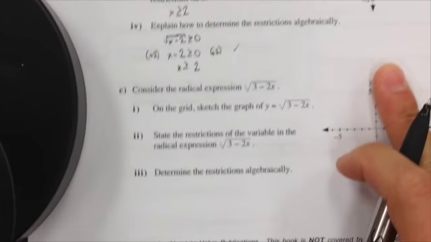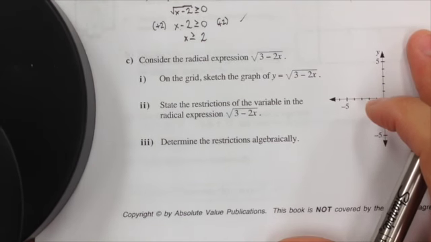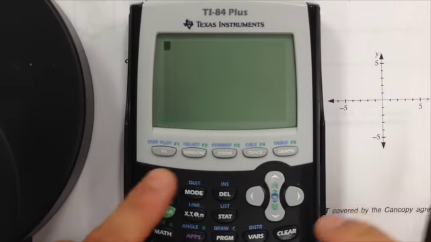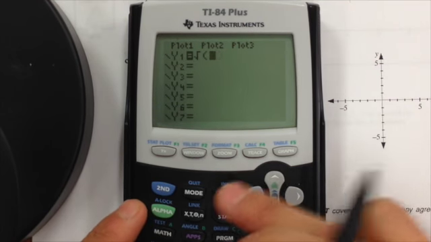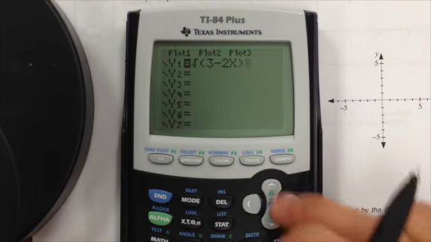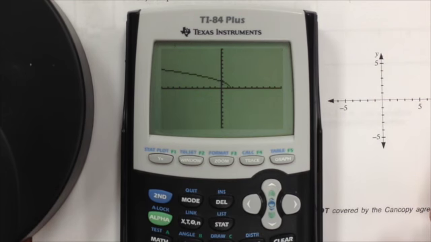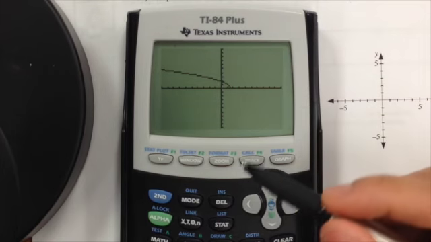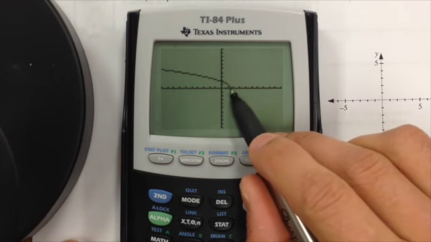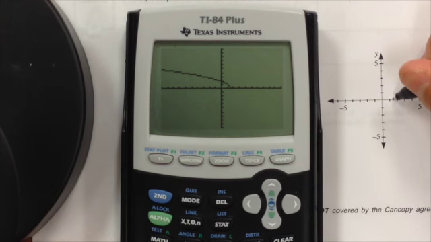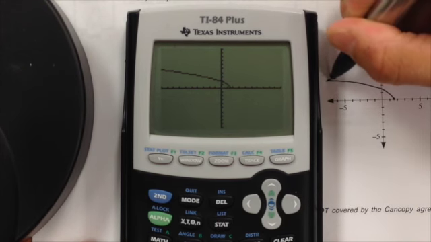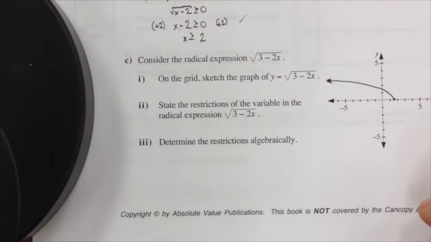Now let's look at number 2 here. Consider the radical expression square root of 3 minus 2x. On the grid, sketch the graph of square root of 3 minus 2x. So now we're still starting on our positive x-axis, but now we're going to the left. If we look where that is, that's at about 1.5. So we're starting at 1.5, and then we're going up into our negative x-axis.